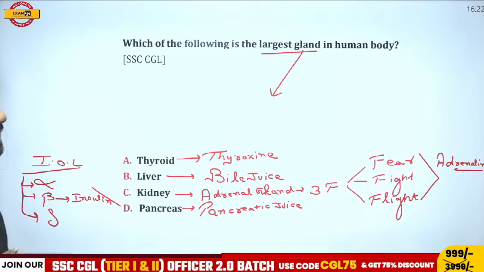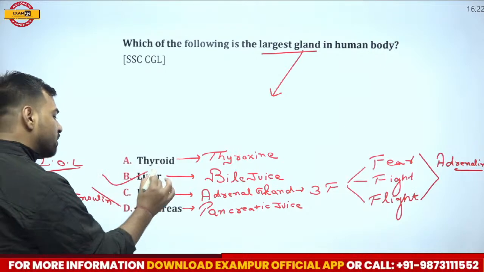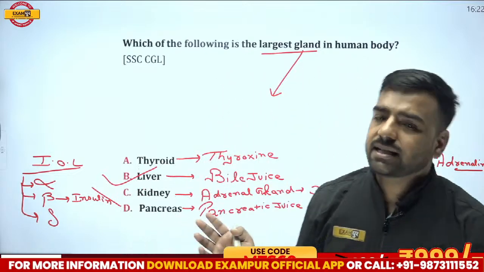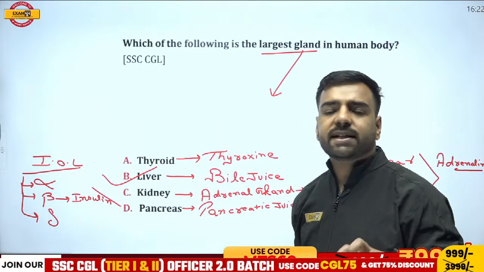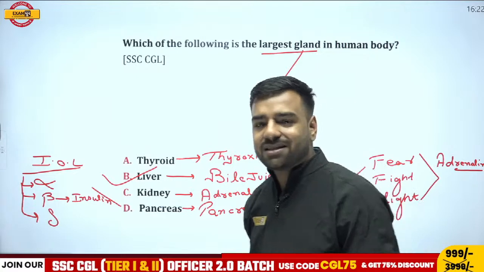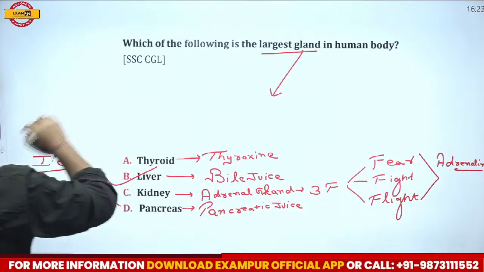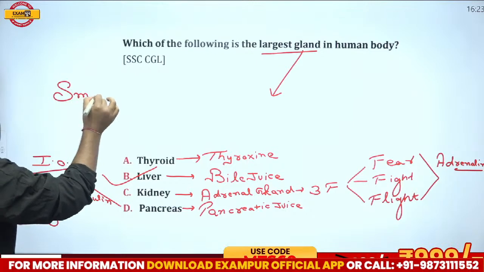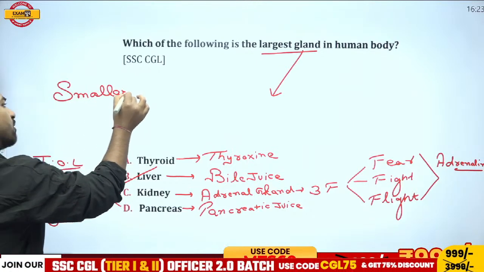Now, if I talk about the largest gland, that is going to be your liver. Since the question is asked about the largest gland, we are talking about the liver. Now, we are doing its 360-degree analysis. So, if I talk about the postmortem of this question, please remember one more thing. If someone asks you about the smallest gland, what am I talking about? I'm talking about the smallest gland.